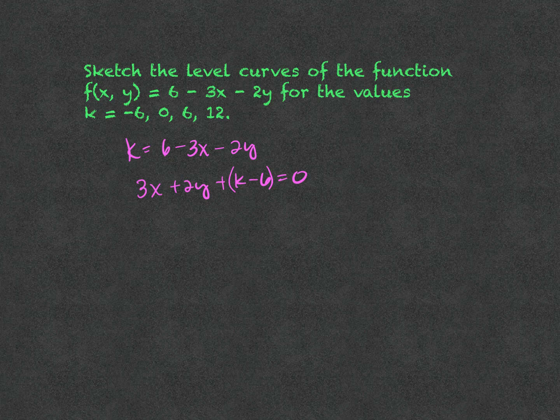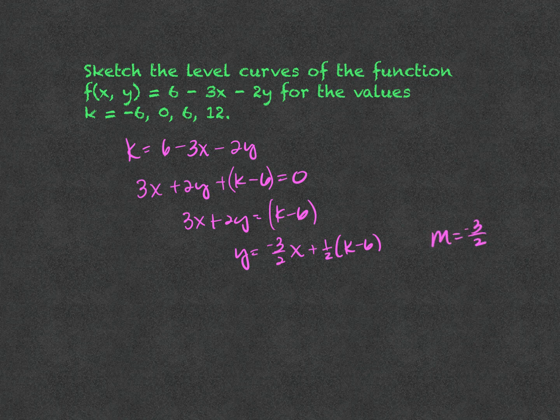If you look at this, this is technically a line. I would like to make a note here: 3x + 2y = k - 6. So if we were to solve for y, we would say y = -(3/2)x + (1/2)(k - 6), that value there. Now this is a family of lines, and our slope is -3/2. You can see that happening.